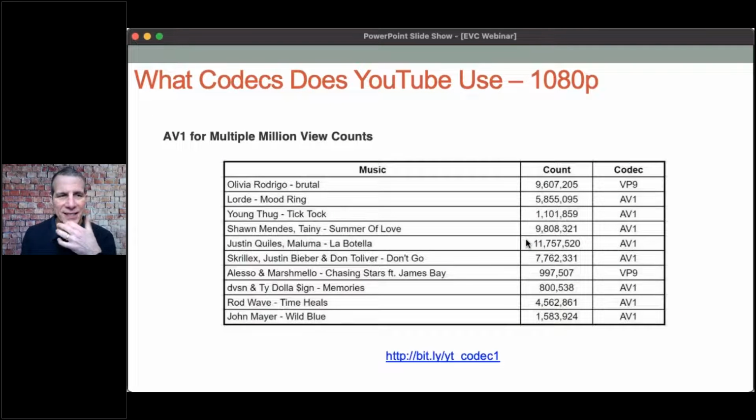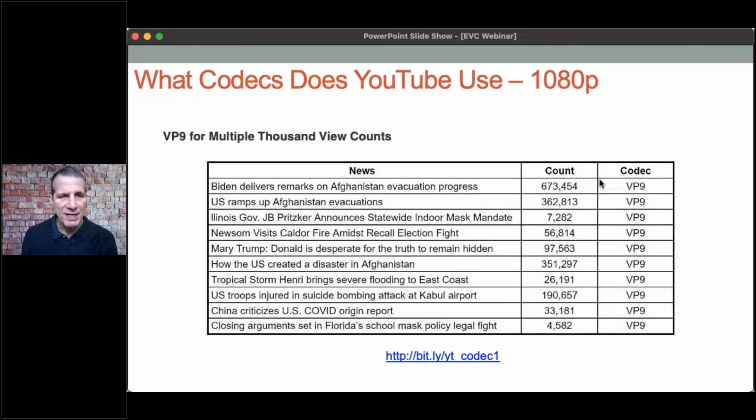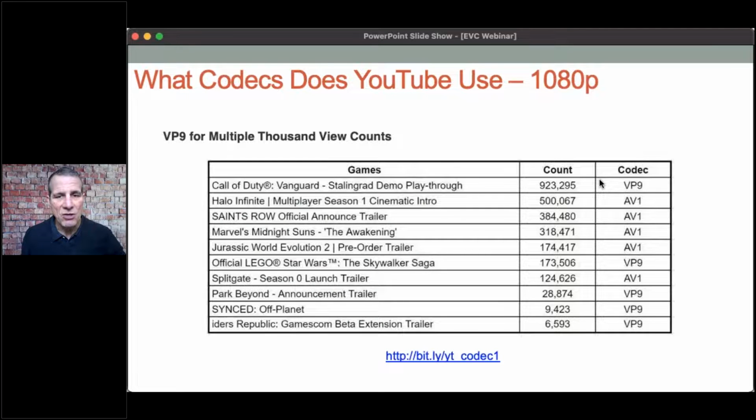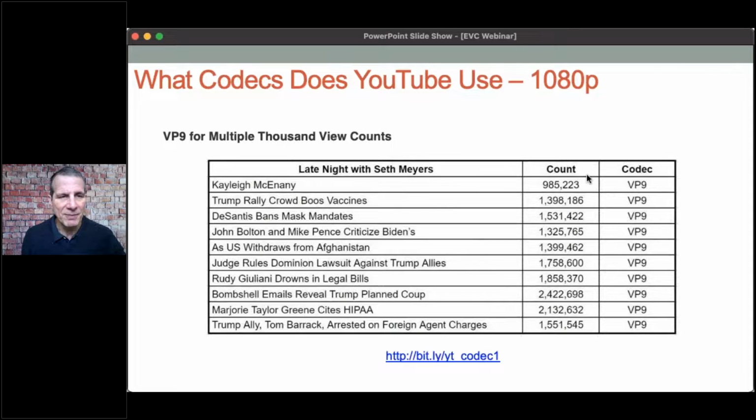I wanted to show you what YouTube is doing with multiple codec implementations. I'm going to go through this really quickly because obviously it's in the handout, but they're using AV1 only for videos with huge view counts, about 5.5 million and above, and VP9 for multiple thousand view counts. The number there was around 3,500, and all the way down, as we see here, this is games, we see some AV1, but we see a lot of VP9.